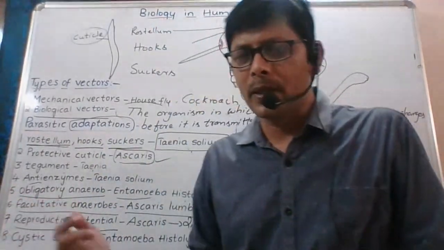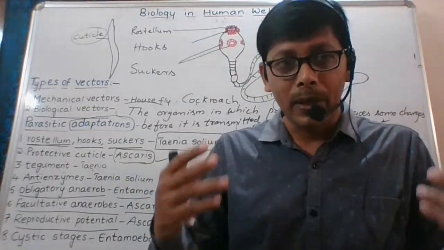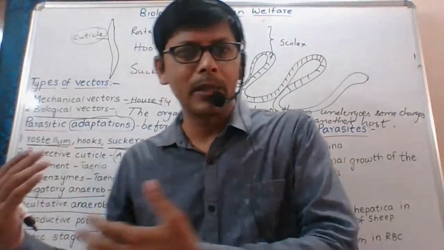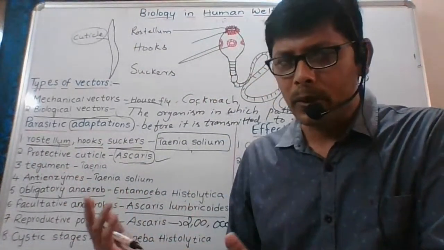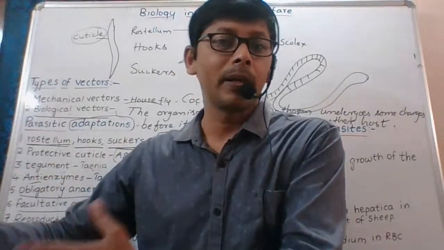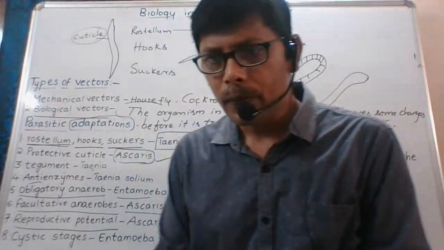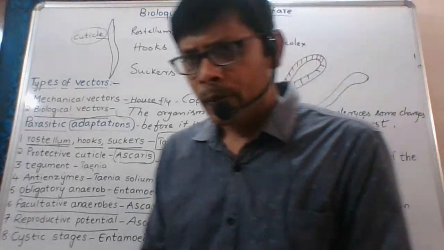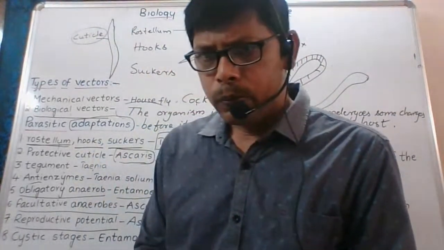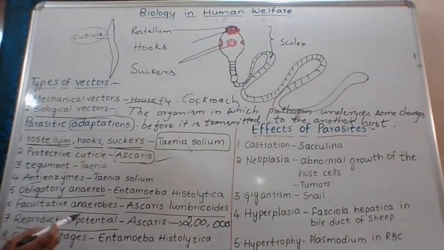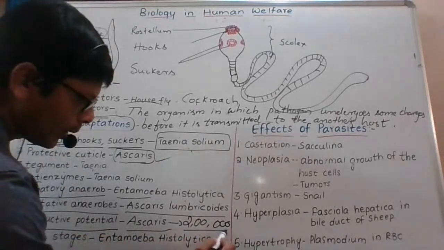In these animals, there is no parental care. But when our parents give birth to a young one, they take care of us. But in these animals, there is no care. That's why they produce a large number of eggs, so at least some eggs can reach another host. Reproductive potential of Ascaris is 2 lakh eggs.